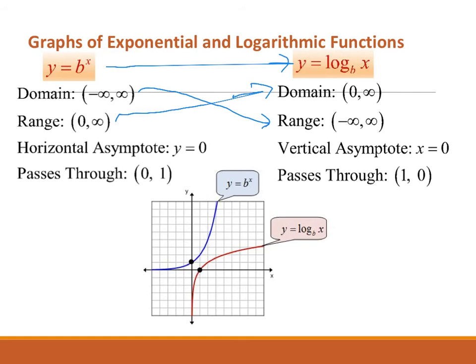Notice that, again, our horizontal asymptote for the exponentials is y equals 0. For the logarithms, the vertical asymptote is x equals 0. So there's where you have the changeover from exponentials to logarithms. Finally, both pass through 1, but for the exponentials they pass through 0, 1, and for the logarithms they pass through 1, 0.